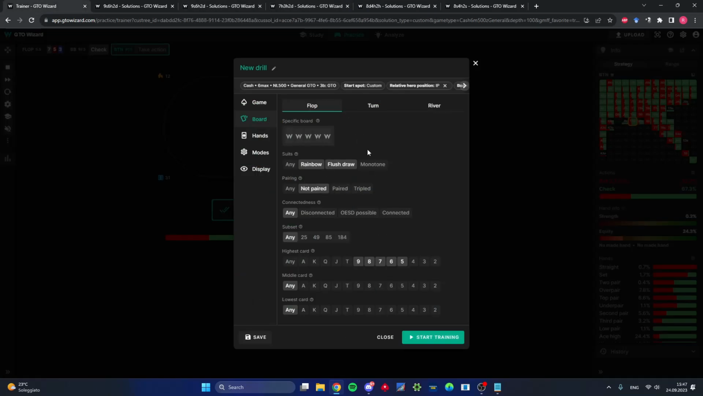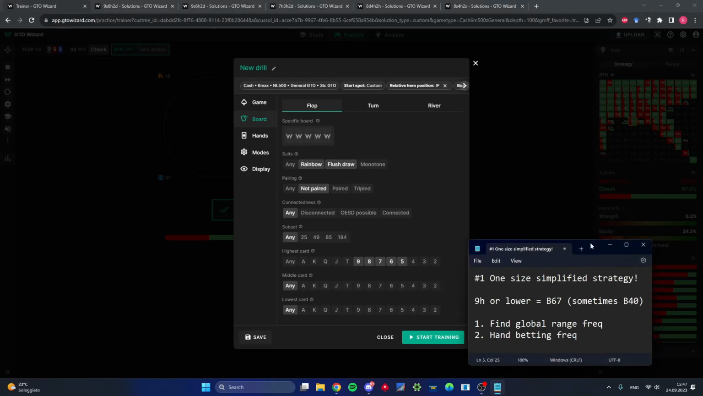And I've set up the solution here against the trainer so that we play rainbow and flush draw boards, not paired and not monotone boards, just because monotone and paired boards usually just play a smaller sizing anyway, and that's not something new. That was possible to study with the old solution as well. So I'm also going to bring this one up here.